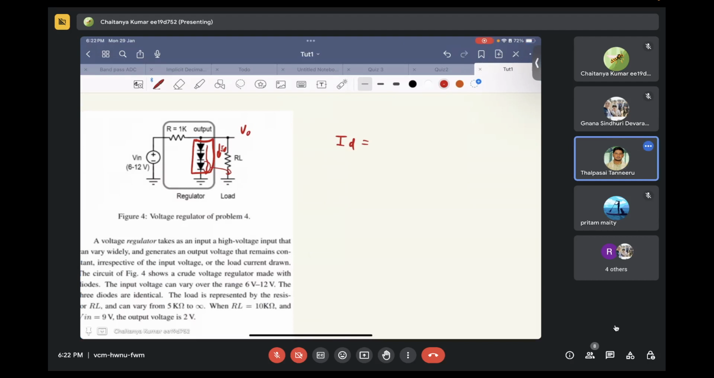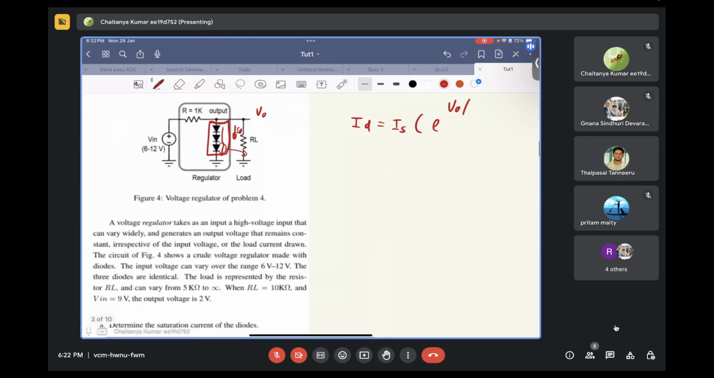So what will be the equation with which this ID current will be governed? Is times exponential of V naught by eta Vt. Eta, in this case, since no eta is mentioned, you can assume eta to be equal to 1. So V naught by Vt, and we know that this is a pretty large voltage.